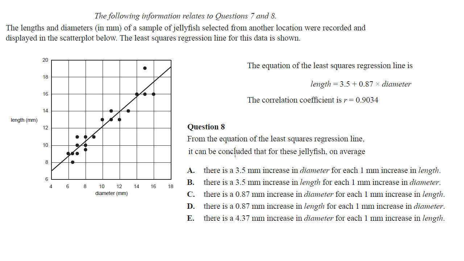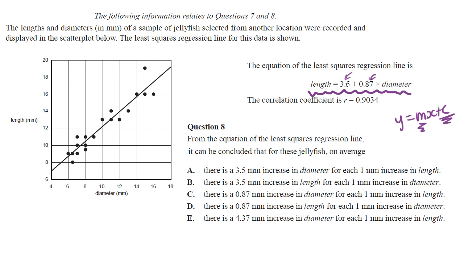Question 8 asked, from the equation of the least squares regression line, it can be concluded that for these jellyfish, on average, there is a 3.5 millimeter increase in diameter for each 1 millimeter increase in length, 3.5 millimeter increase in length for every 1 millimeter increase in diameter, and so on. So what this is asking us is looking at this equation, interpreting what this c and m part of our equation y equals mx plus c actually mean. Now the c, the part that's added on, is the y-intercept. And this here, a certain increase for each 1 millimeter increase in the other, is talking about the gradient. As one increases, how much does the other increase by? So our c is not part of this. We're talking about gradient. We want the m.